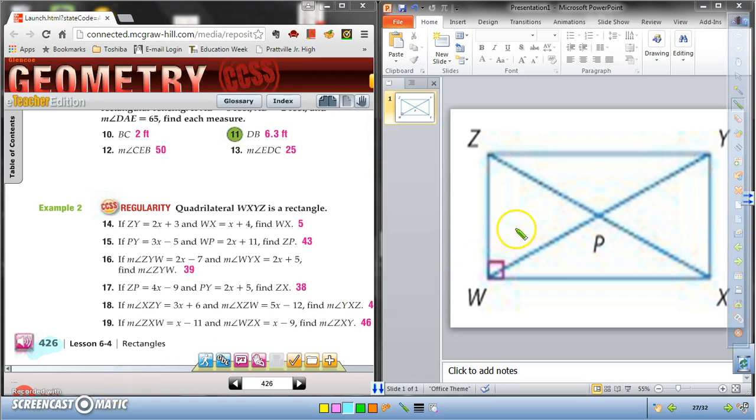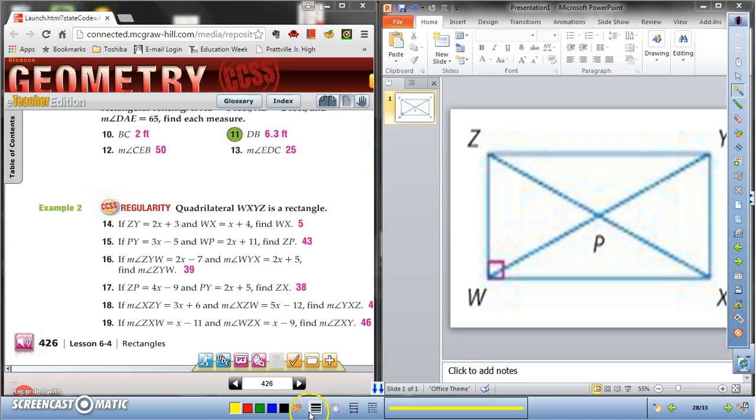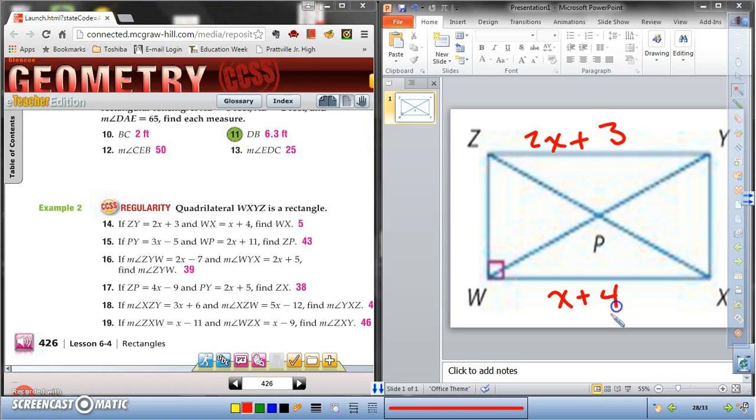And your figure that was given to you in the book, I've got over here kind of blown up a little larger so we can see that a little bit better. All right, so for number 14, you're given that ZY, so your top side length, is 2x plus 3. Your bottom side length, WX, is x plus 4. And they want you to find the length of WX.